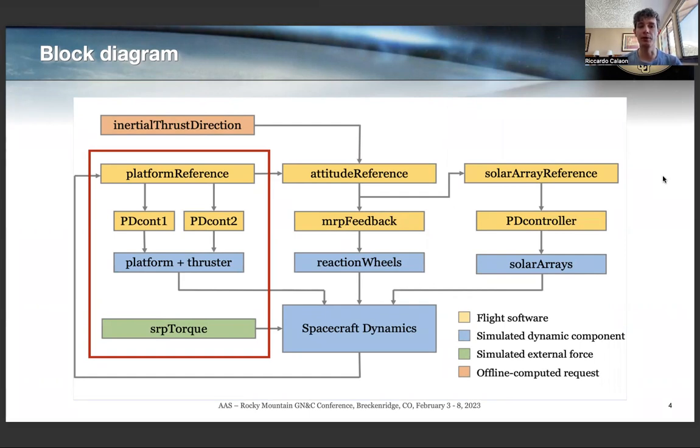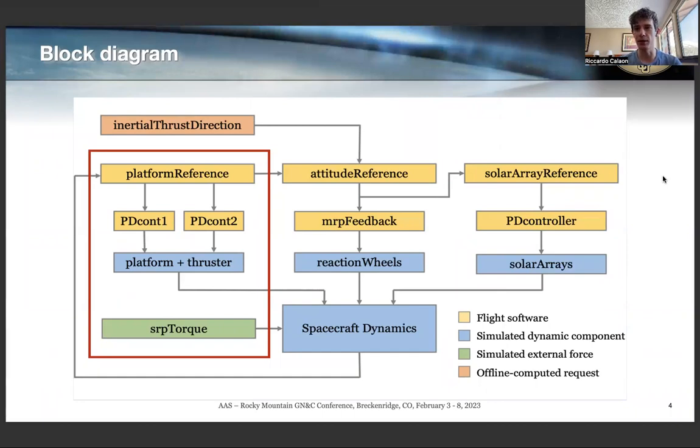Specifically, I'm going to talk about the platform reference module, which is the module that computes the tip and tilt angles that we want for the platform, or the rotation angles that describe the rotation of the platform with respect to the spacecraft hub. These rotation angles are passed on to 2 PD controllers, which produce a torque that actuates the platform and thruster assembly.